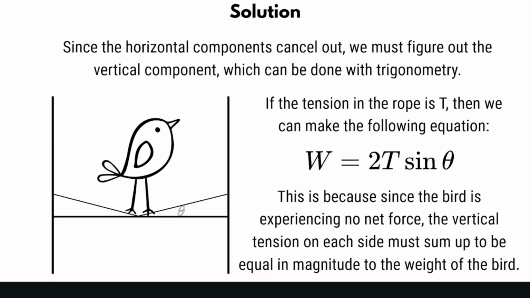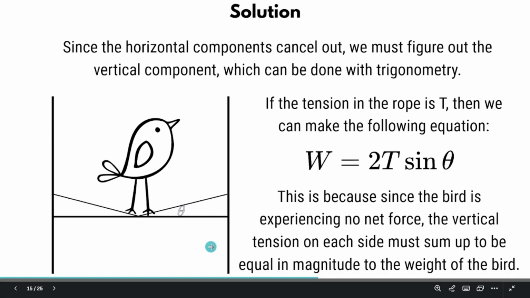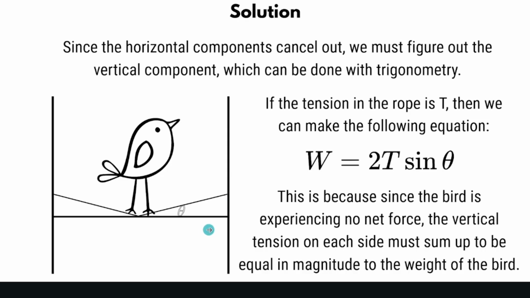So why, you may ask? Well, remember, the vertical components of the rope have to sum up to equal the magnitude of the weight, right? And so there's going to be a tension pulling from each side, and they're going to be the same tension since the bird's at the midpoint, right? And so to figure out the vertical component of the tension on one side, we need to take T sine theta, right? Because sine theta is opposite over hypotenuse, and this opposite component over here is what we're looking for. And since the tension is pulling from both sides, that's why we need to double it.